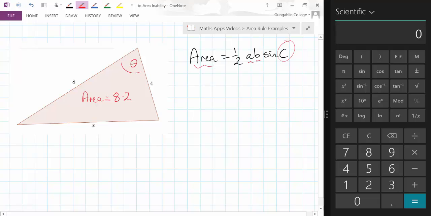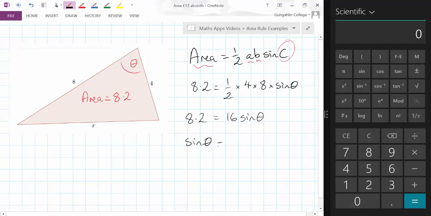And I've also got the area. So let's substitute those in. I've got 8.2 here, a half times 4 times 8 times sine theta, I've called it my angle. So let's solve this. Half times 4 times 8 is going to be 16. Is 8.2, and then so we'll go to get sine theta on its own. We're going to do 8.2 divided by 16.